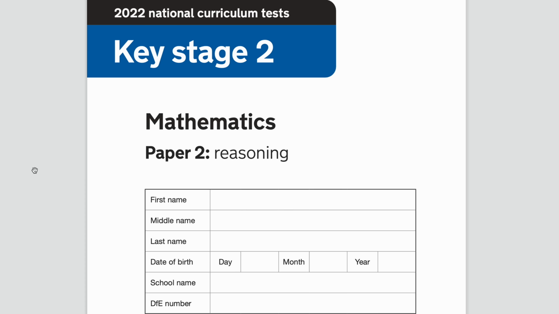Hello and welcome to my guide, my walkthrough for the 2022 Key Stage 2 Maths Sats, the paper 2, the reasoning paper. I've already had a lot of people ask me for this, so I've done it as quickly as I can, and paper 3 will be coming out very soon as well. If you have just done your Sats, this is a really good way to gauge how you did.